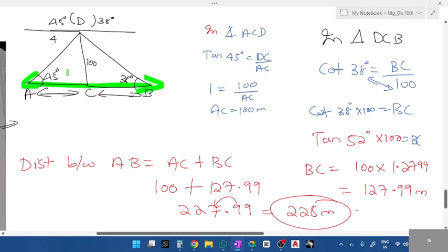Names can be different. Distance between A, B, width of the river or width of the road. Names can be different. Concept is same. Just find the base for both, add them. Okay, complete this. That's it.